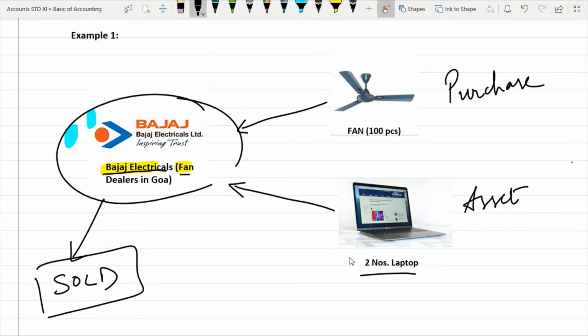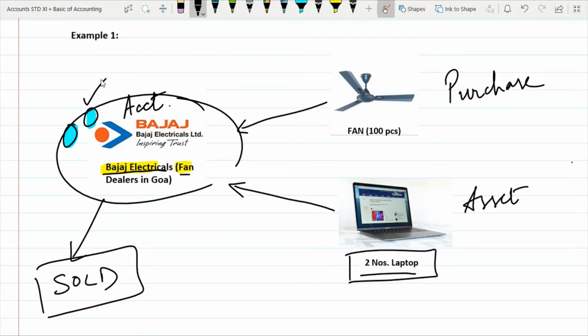Because these two laptops, why has this company purchased two laptops? Since you're an accountant here, you have to understand you are an accountant for this company. Your company has purchased two laptops. These laptops are purchased for the accountant, one for the accountant and the other for the assistant accountant. In this case, these laptops are helping the company to generate profits.